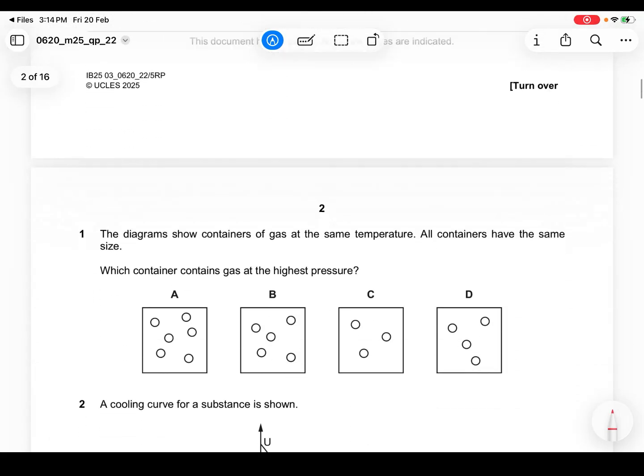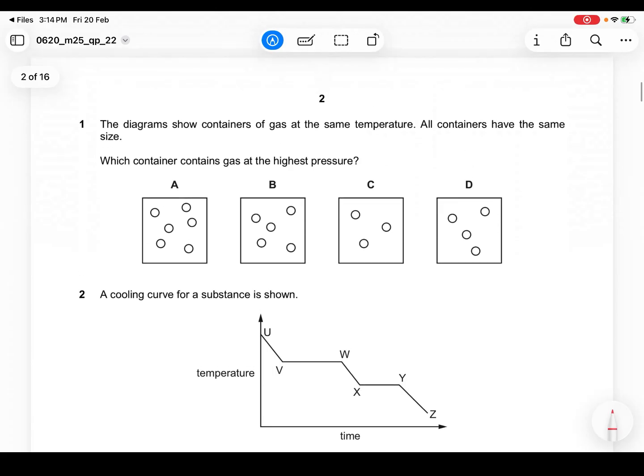So let's start. For the first question, the diagram shows containers of gas at the same temperature. All containers have the same size. Which container contains gas at the highest pressure? Okay, so if you observe all the options A, B, C and D, A has more gas particles. The more gas particles, the more they collide and the more the pressure. So the answer is A.